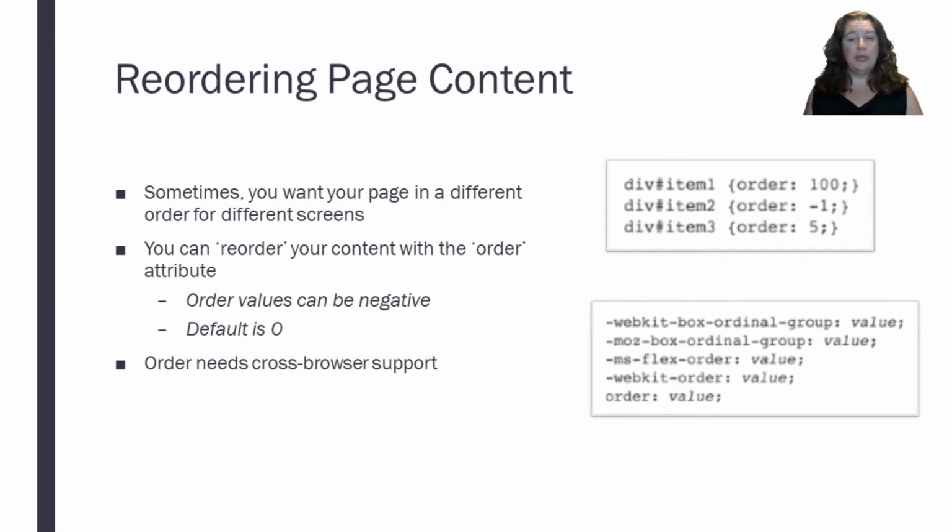Orders can technically be negative. A negative order will come first and then positive numbers. And we can do this to make sure that certain items always start at the top, certain items always start at the bottom, certain items are always first or second or so on throughout. And we're going to see how that works with our project that we've been working on.